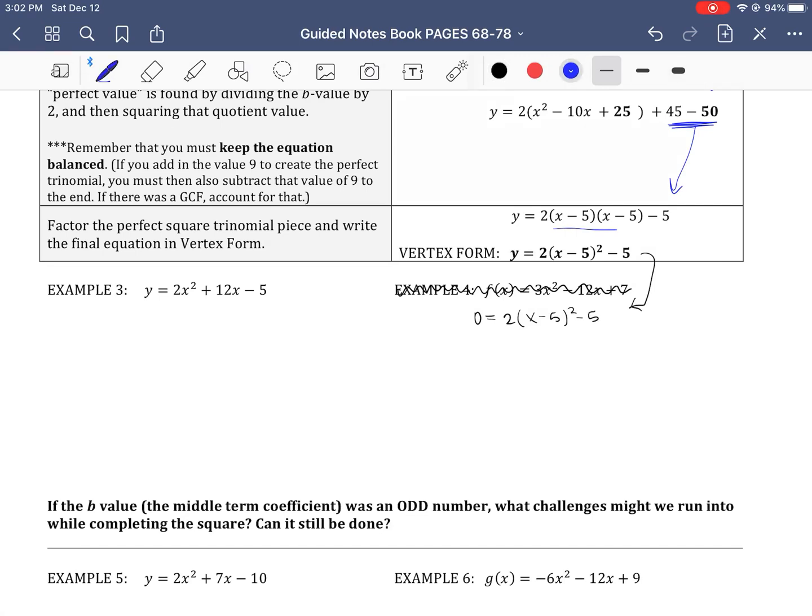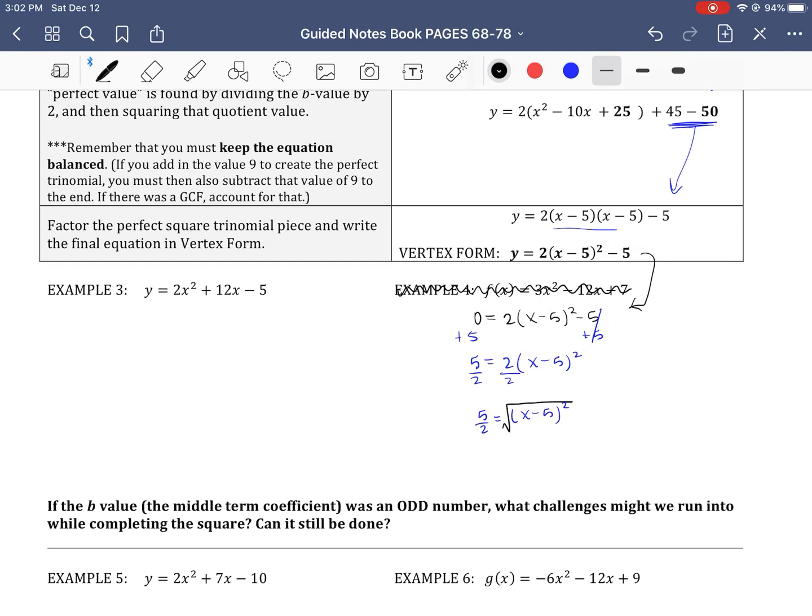And then this is like last time's assignment. So you would add the 5 to both sides because we're trying to get the squared piece by itself. So we get 2 times x minus 5 squared. We then want to get rid of the 2, so we divide by 2. So over here I have 5 halves is equal to x minus 5 quantity squared.